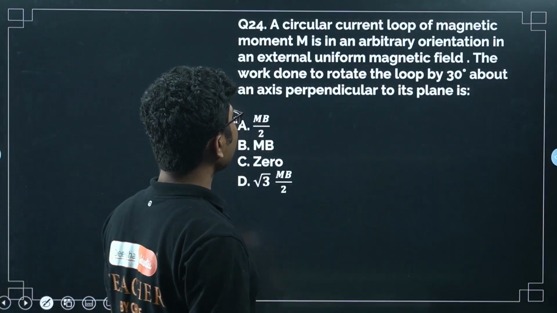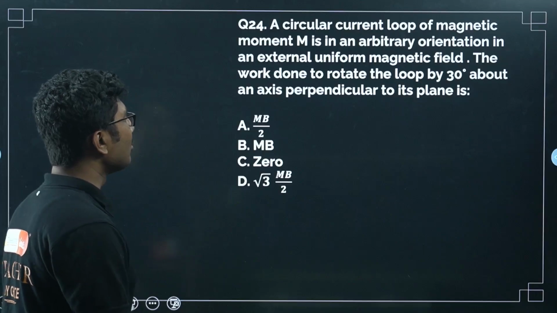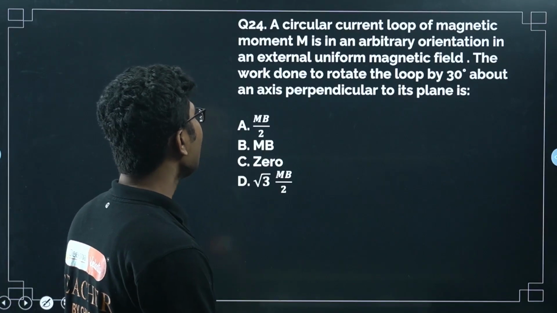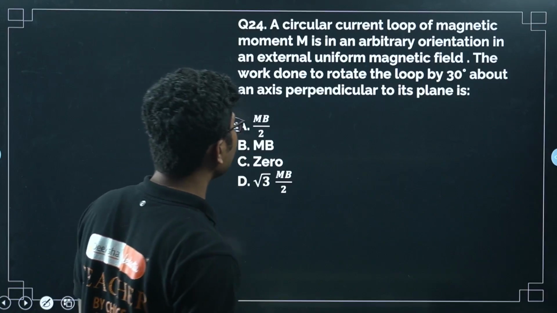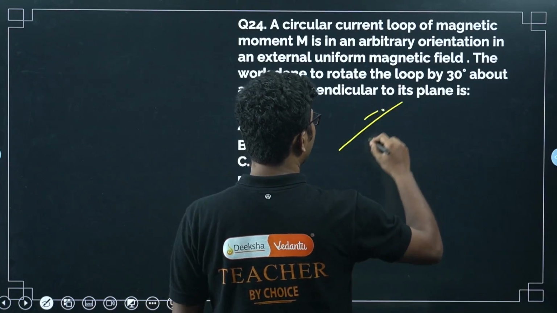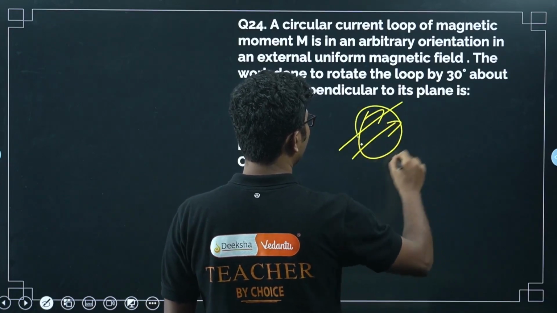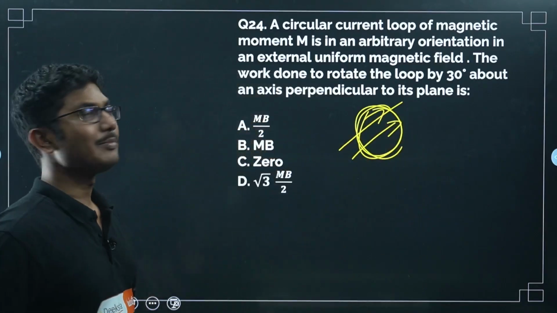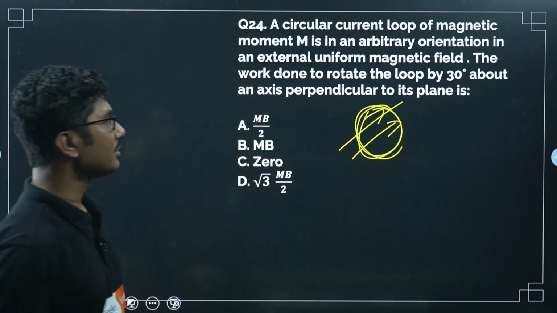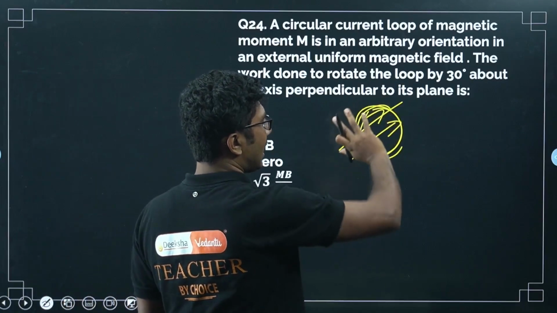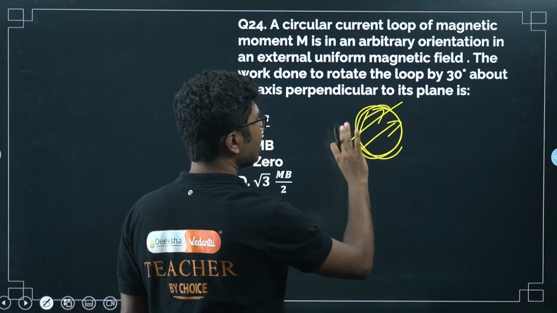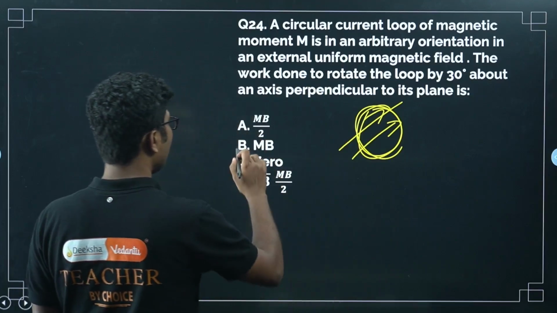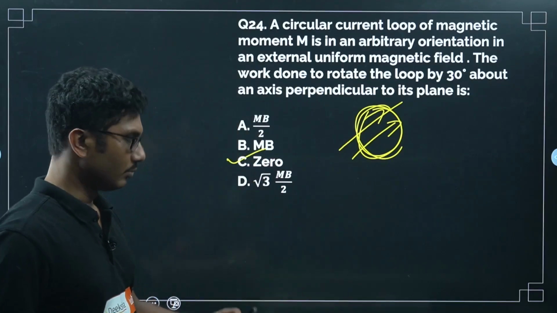Now next question: a circular current loop of magnetic moment M is in an arbitrary orientation in an external uniform magnetic field. The work done to rotate the loop by 30 degrees. So now any arbitrary magnetic field is there and there is a loop. If you rotate the loop like this, the relative magnetic field does not change, because you are rotating the loop like this. Unless you rotate it otherwise, it will not change anything associated with the loop, so the work done will be 0.